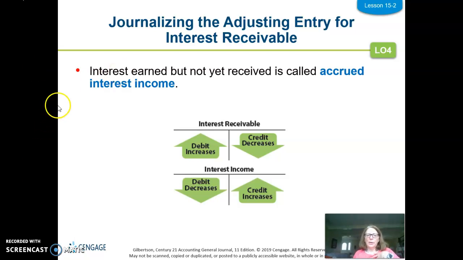Interest that is earned but not yet received is called accrued interest revenue. It's accrued interest. So the accounts that I'm going to use when I do this adjustment is an interest receivable because I haven't gotten it yet, but I've earned it. So the receivable, just like all receivables, has a normal debit balance, increases as a debit, decreases as a credit, and then interest income for the amount I earned. It's income, it's a revenue account, so it's a normal credit, increases as a credit, decreases as a debit.